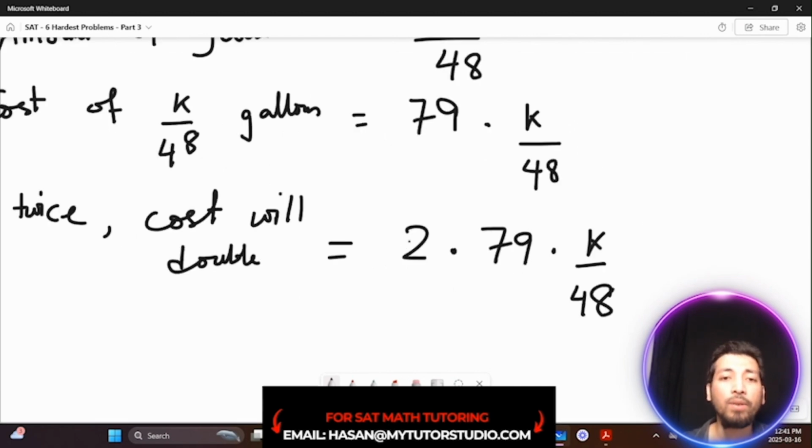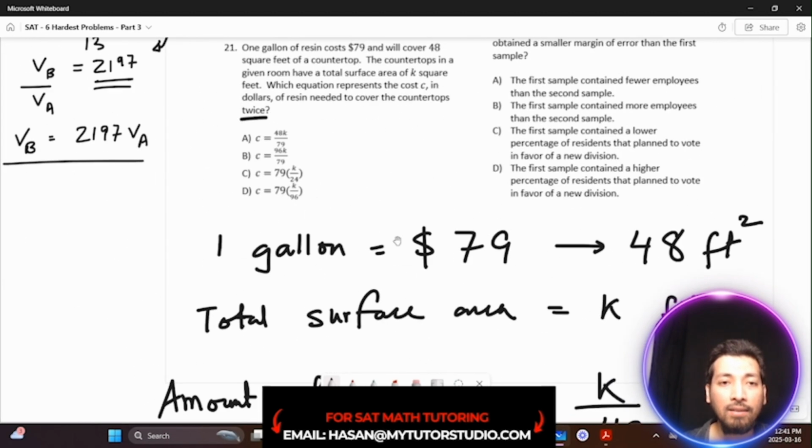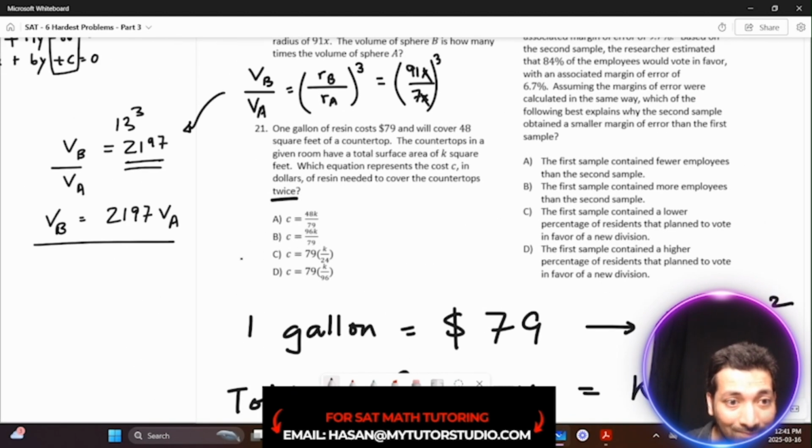If we simplify, we can cross out this 2 and 48. So we have 1 here and 24 here. So that is 79 times K over 24. And our answer is option C. That equation gives us the total cost. I hope that makes sense. If you have any questions, let me know in the comment section.